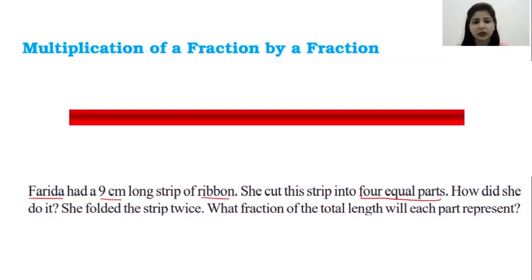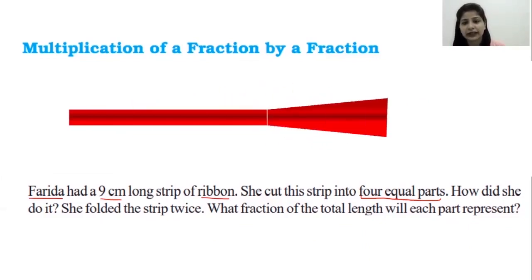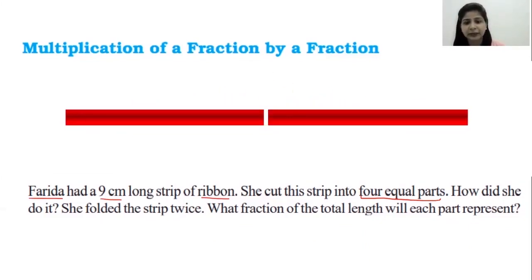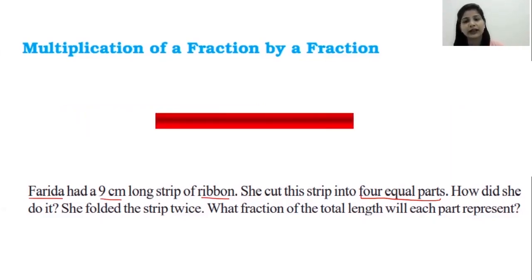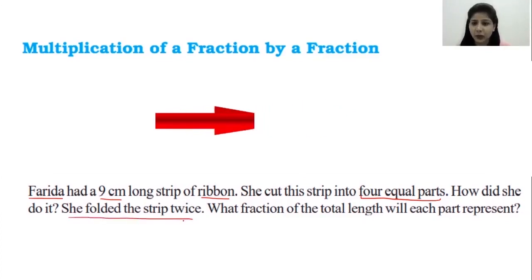When she folds it one time, you get half of 9 centimeter, because we have to form 4 equal parts. So we fold it again. When you fold it once, it will be 9 upon 2, right? You get 2 parts of 9 upon 2, but when you fold it again, you get 4 equal parts. So she folded the strip twice.